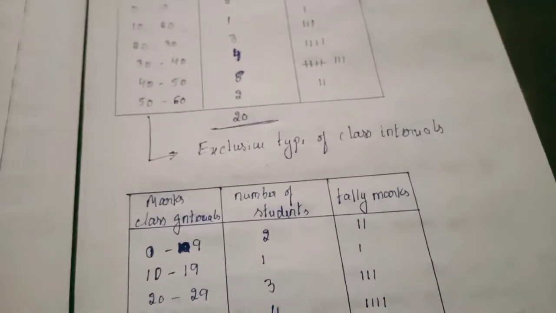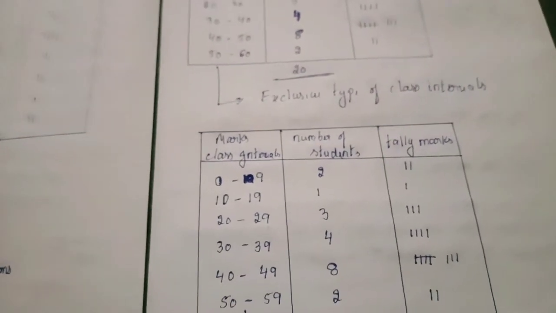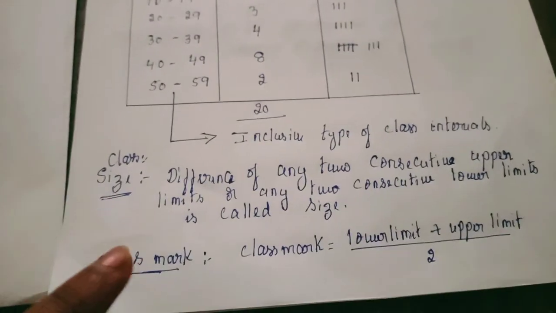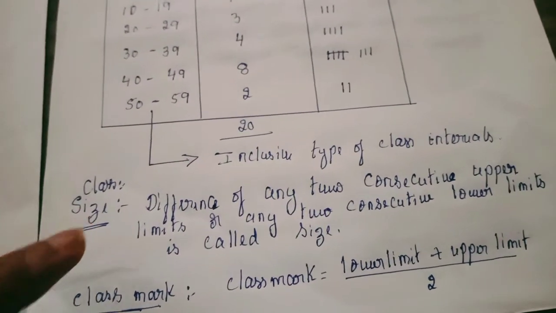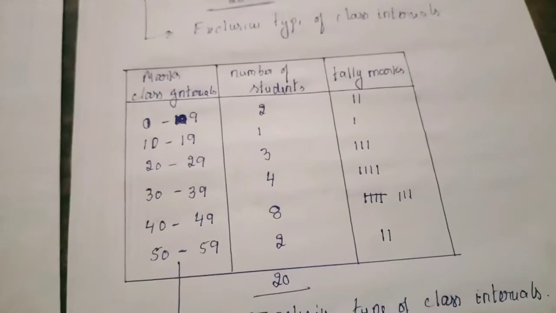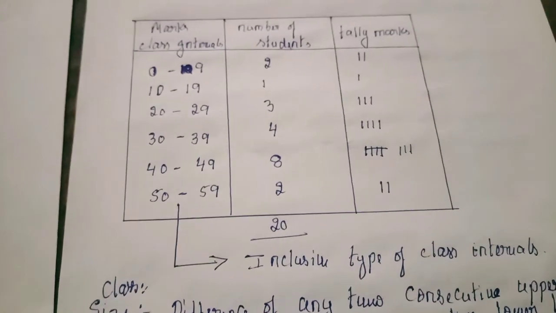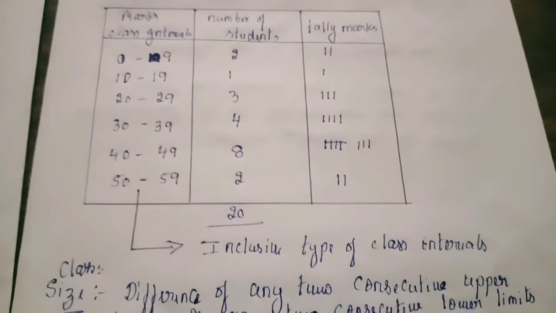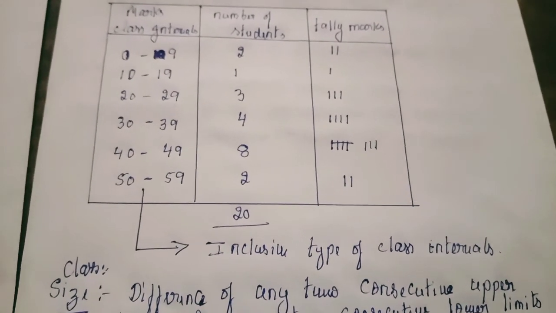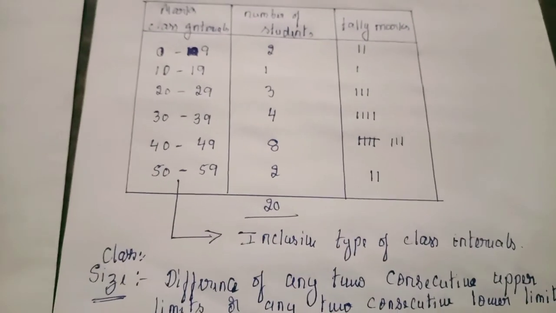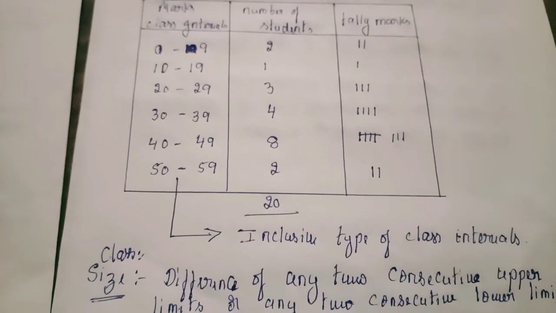So in this video we completed how to convert an ungrouped to a grouped frequency distribution table, and we learned two more terms, class size and class mark, and also what class intervals are. With this, we completed the basic knowledge you need for statistics from the previous classes, and we recalled all the terms in this video.